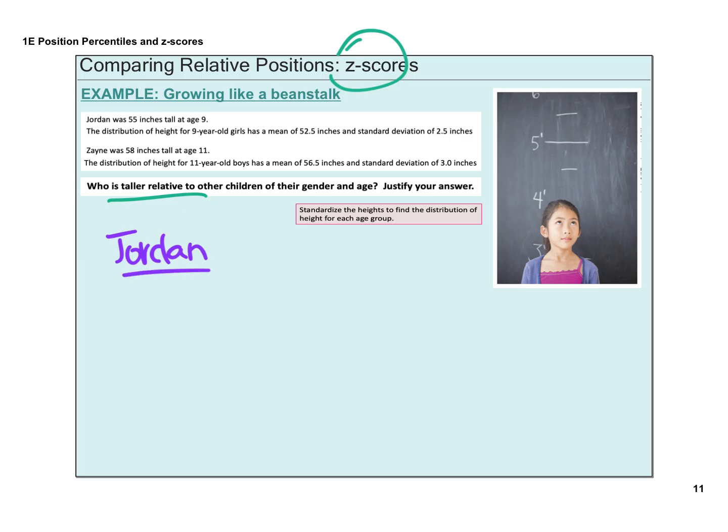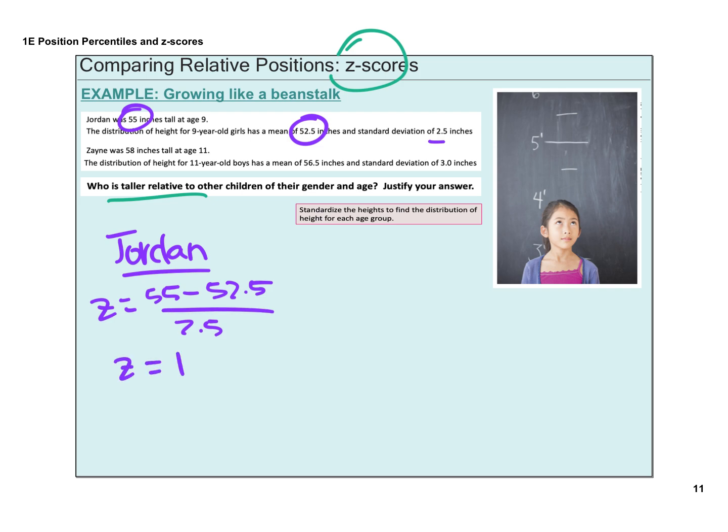So Jordan over here, her z-score is going to look like her height, which is 55, minus the mean of 52.5, divided by the standard deviation of 2.5. And if I do that math quick, 55 minus 52.5 divided by 2.5 is 1. So that's exactly a z-score of 1.